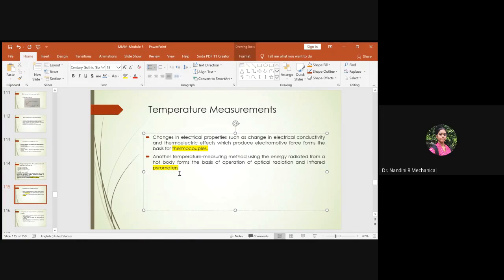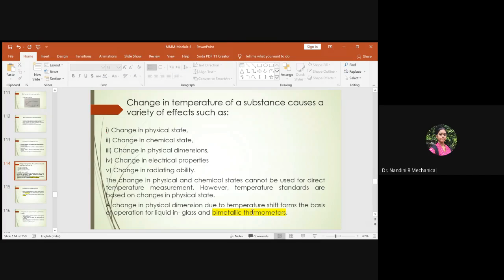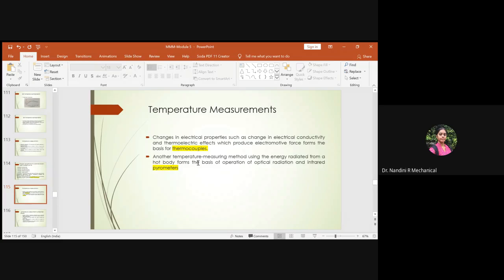So you will be using bimetallic thermometers when there is a variation in the physical dimension due to change in the temperature. The second one is you will be using thermocouples if you need to measure the electromotive force. And thirdly, you will be using pyrometers if you need to measure the change in the energy radiated. So these are the three main properties which have to be measured by using these measuring devices under the section of temperature measurements.